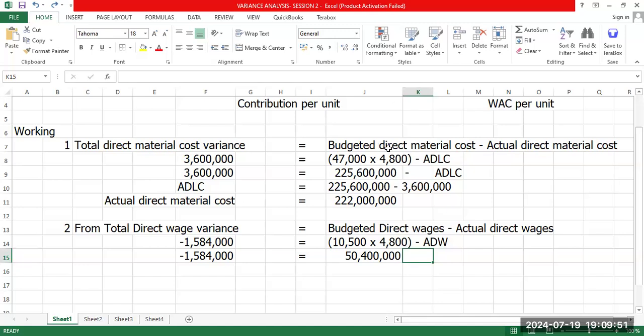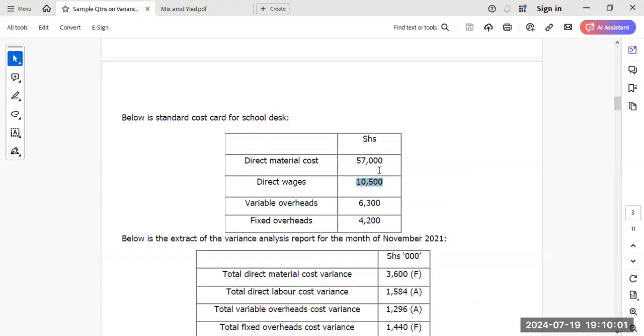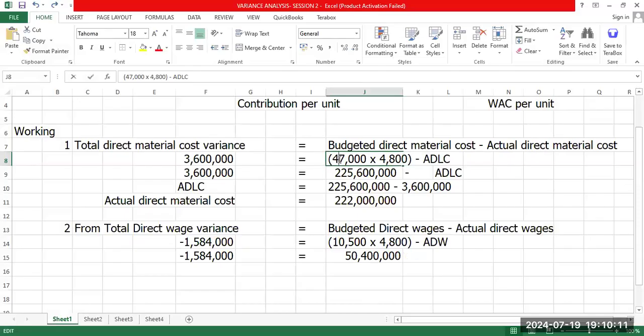This is the budgeted direct material cost on every school desk. They are planning to incur how much on every school desk? It was 57, not 47. Thank you for that observation. It is 57 times 4,800. And how much do you get here?